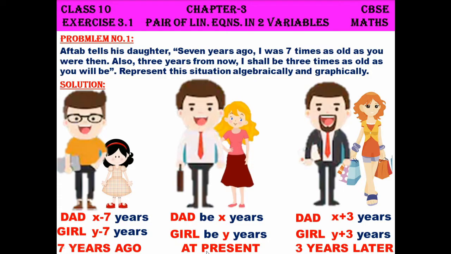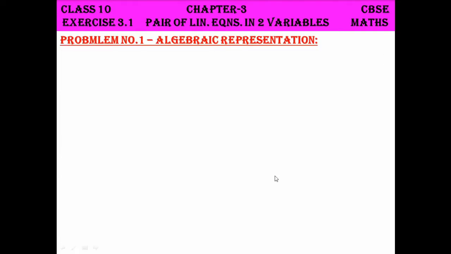So my assumption is the present age of the father is x years and the present age of the daughter is y years. So I get 7 years ago their ages to be x minus 7 and y minus 7, and 3 years later their ages to be x plus 3 and y plus 3. So this is the demonstration of the problem. Now we'll see how to represent this problem algebraically first.